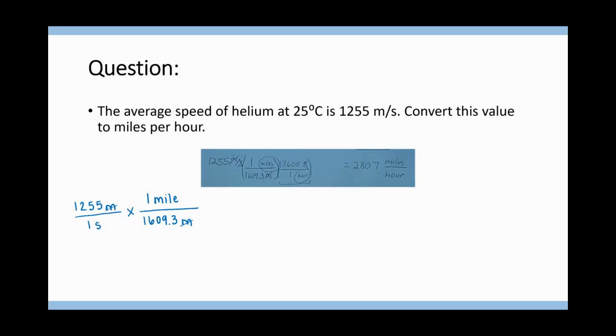But we want to convert to miles per hour, so we do another conversion here where there are 3,600 seconds in 1 hour. And then we get our final answer, can cancel out seconds. We have miles per hour left over, and we get 2,807.